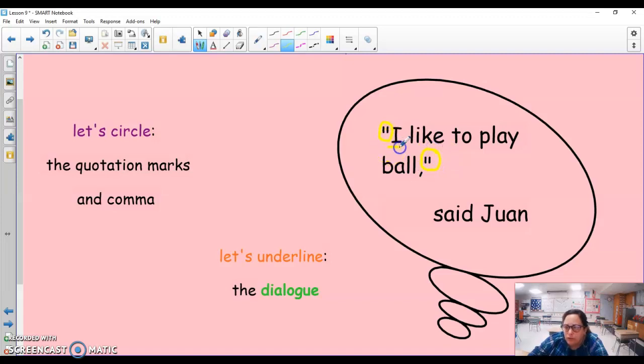Remember, the first word of your sentence is always capitalized in quotation marks. And then we want to circle the comma. And remember, commas are used when you want to pause or when you list three or more things. In this case, the comma is being used because they want us to pause after we say this because Juan said it. And then underlining the dialogue, that is what is being said. I like to play ball is your dialogue because that's what Juan was saying.